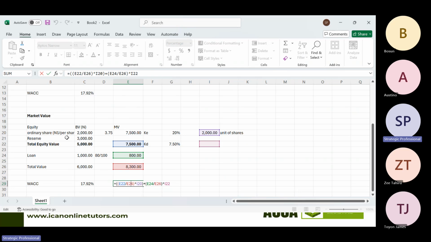I mean, total market value, right? Market value of equity, 75, divided by your E26. Your E26 is the addition of your equity value and your loan market value, which is 800, so 8,003, right? Multiplied by the cost of equity, which is this, 20. And also for the debt side, E24, which is 800, divided by your total market value, which is 8,003, multiplied by your 7.5 post-tax cost of debt, G22.